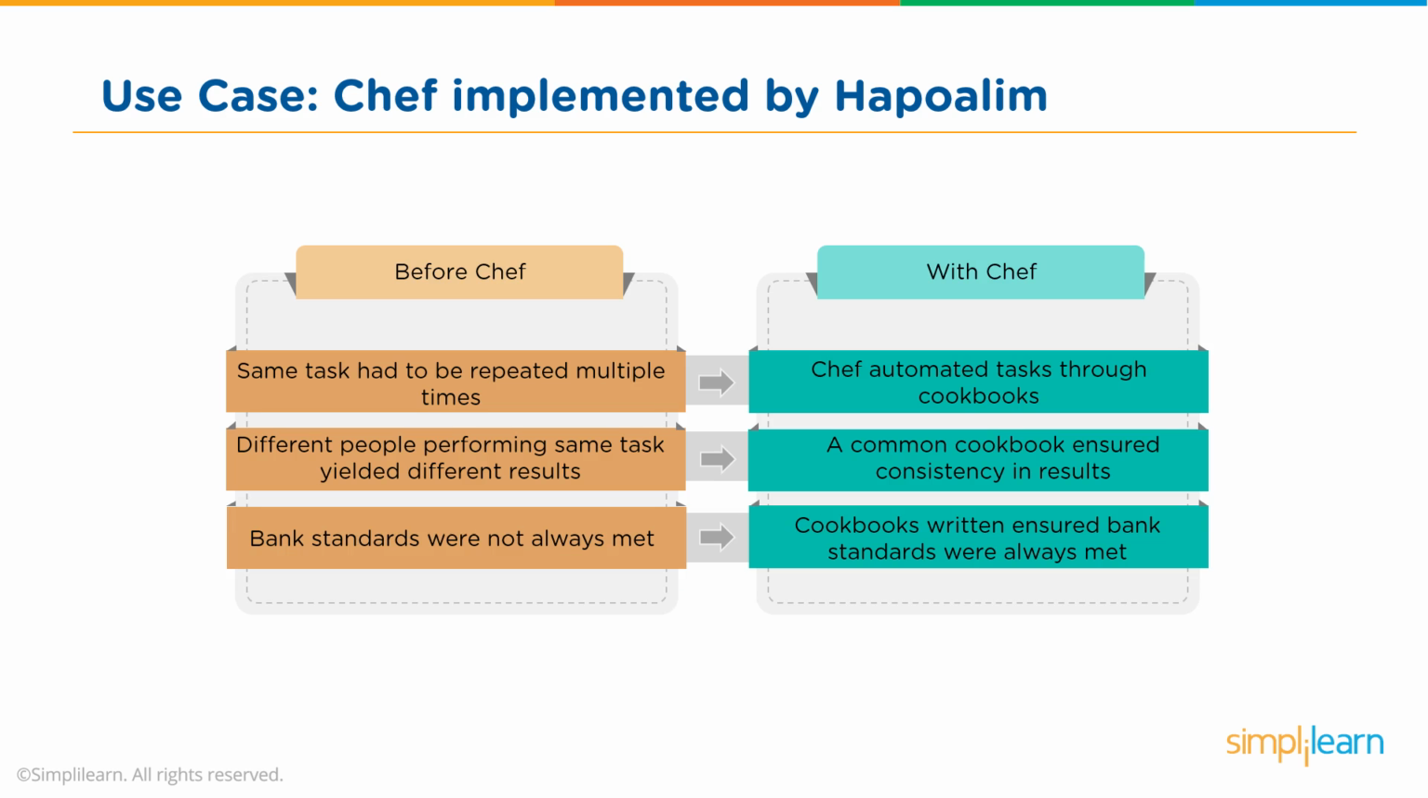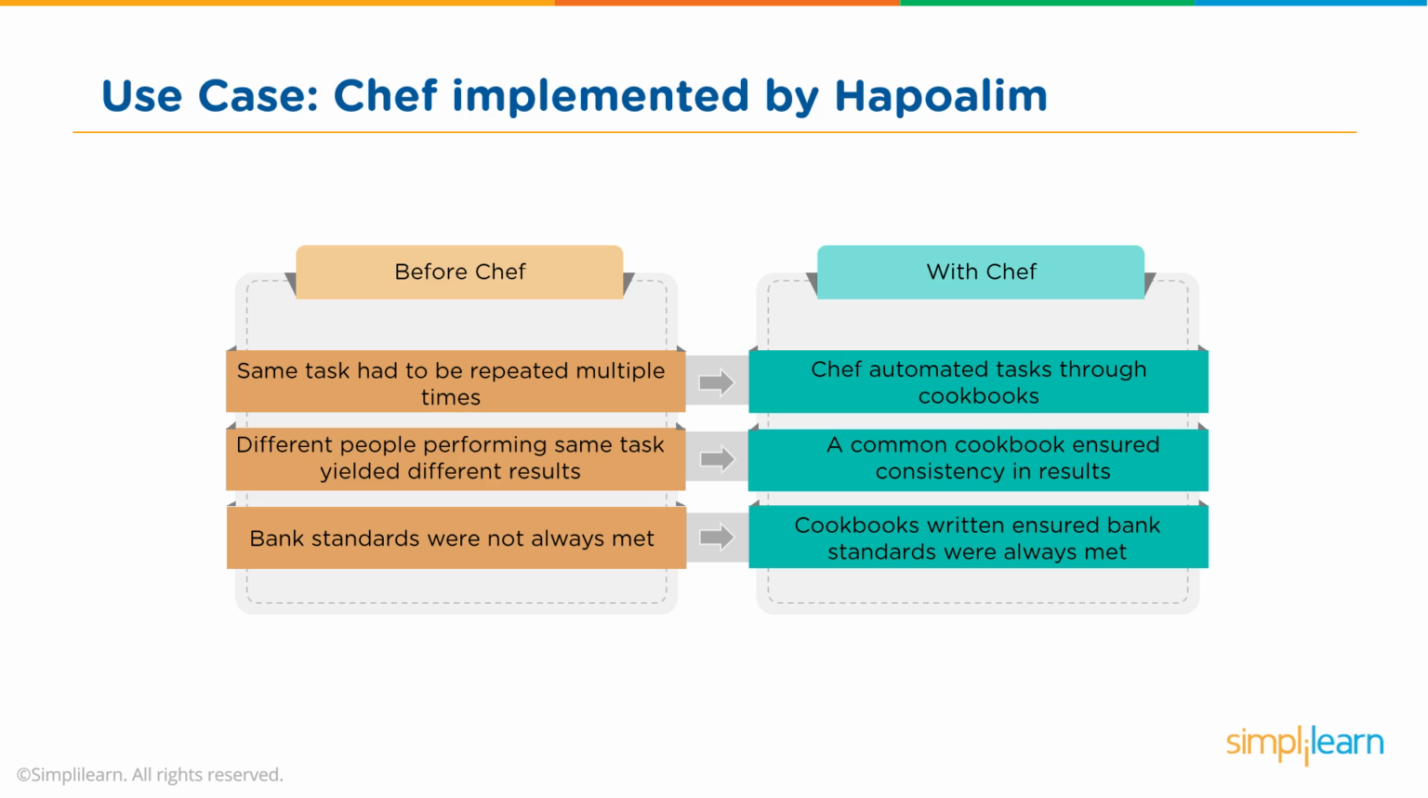So if we take a before and after scenario using Chef, before Chef, tasks were repeated multiple times, and it was just hard to keep track of all the people doing the work. And the reality is, because so many people were touching all the different systems, specific standards that the banks had established were simply not being met.